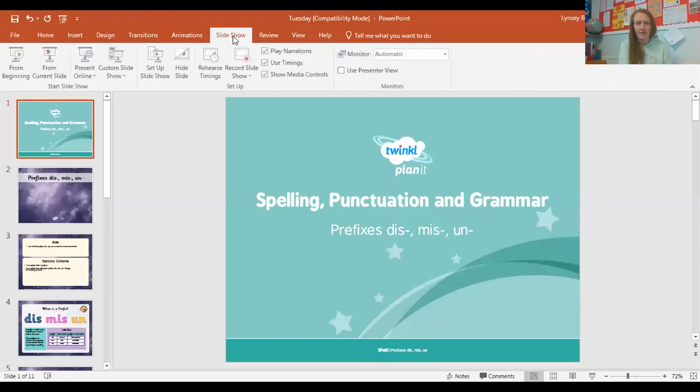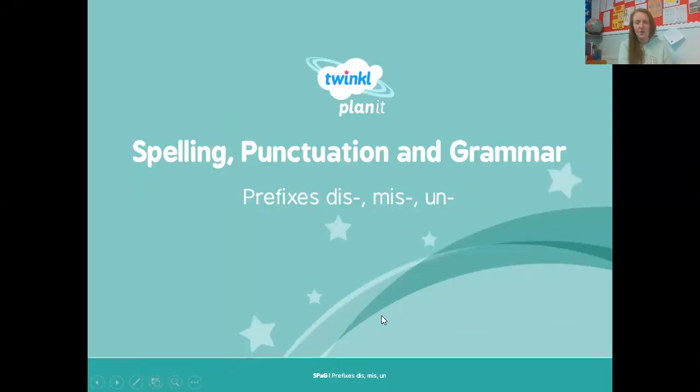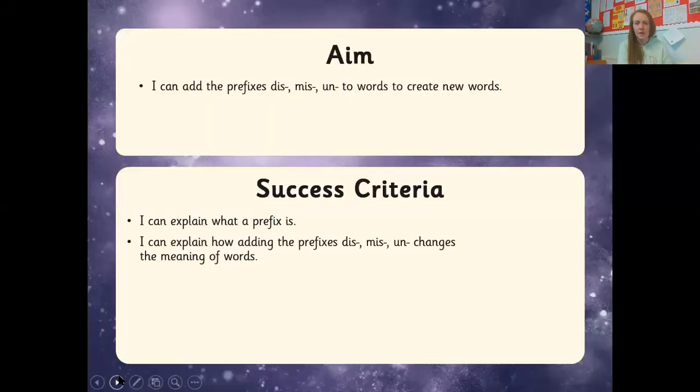Here it is. Let's start it from the beginning. So we are looking at these 3 prefixes for the next couple of days. So we've got dis, mis, which is our spelling word, and un. 3 different prefixes. Okay, so our aim is to add the prefixes. This is our WALT, dis, mis, and un to words to create new words.